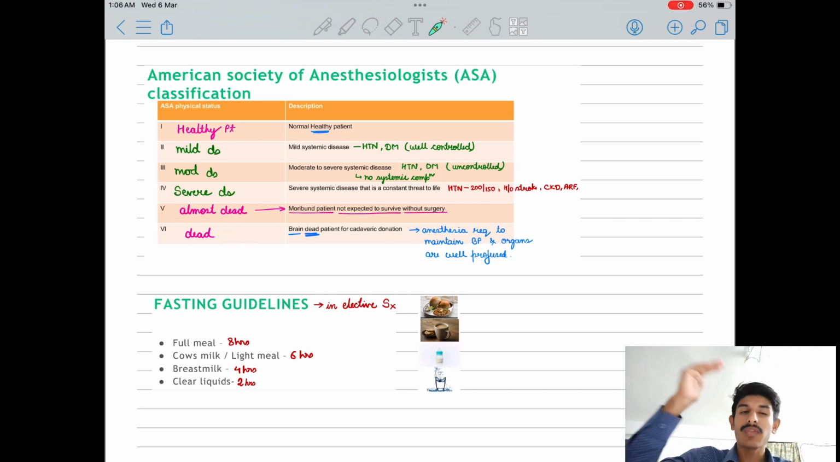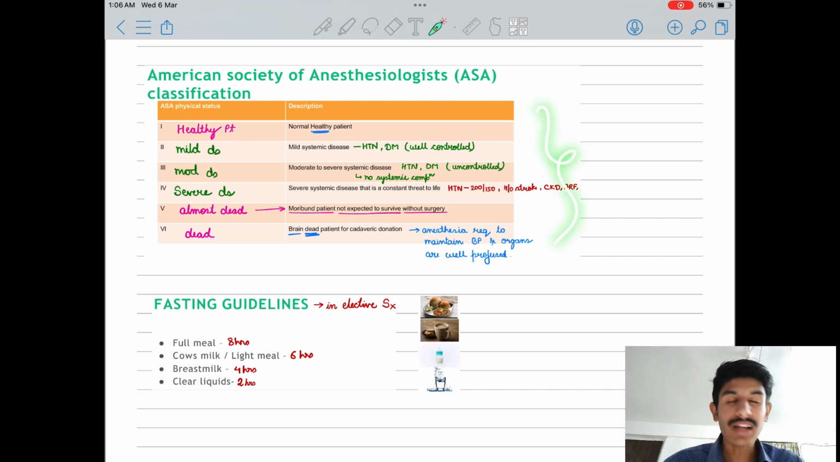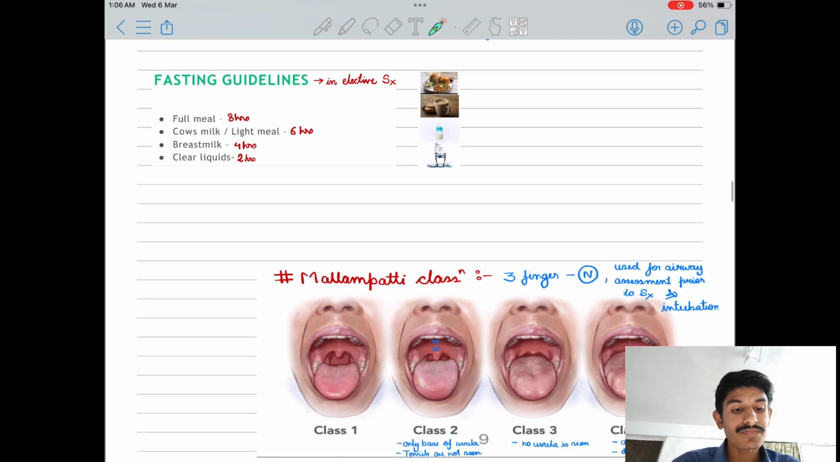So the first one is healthy, then the second category is mild, moderate, severe, almost dead, and dead. So these are the anesthesiologist's classification. Okay, so fasting guidelines. What are the fasting guidelines?